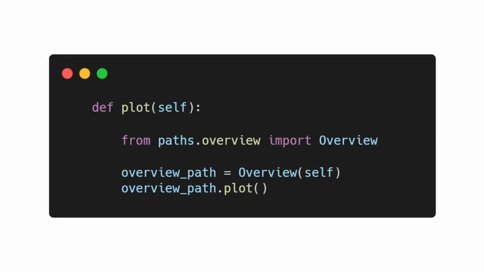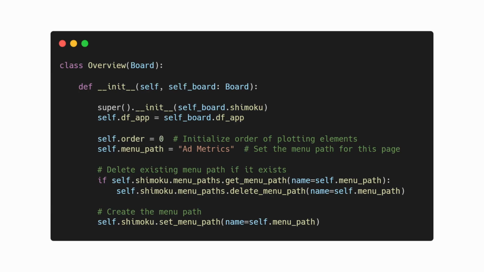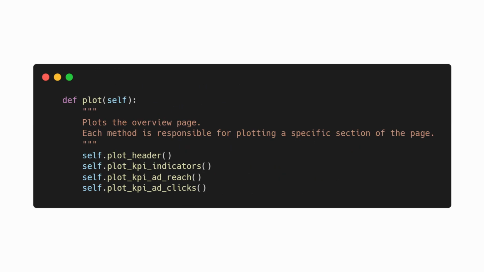This method uses the overview class from the paths overview module to generate and display a plot for the Facebook ads data. This method acts as the constructor for the overview class. It sets fundamental properties like the name of the menu path and initializes the order variable to a default value of 0. This is the main function responsible for plotting the entire overview page. It sequentially calls other plotting methods to display different sections of the page.